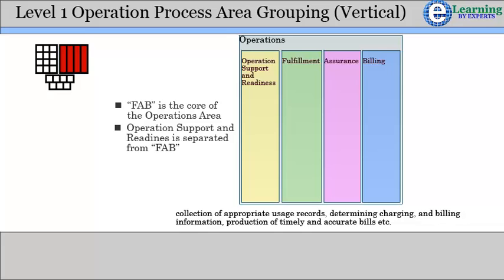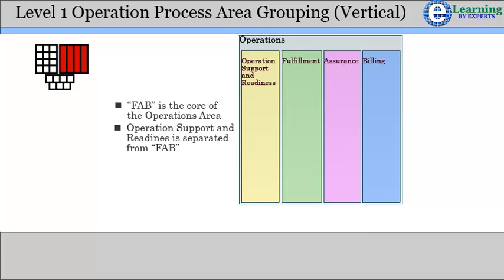Billing and revenue management process grouping is responsible for the collection of appropriate usage records, determining charging and billing information, production of timely and accurate bills, for providing pre-bill use information, and billing to customers, for processing their payments, and performing payment collections.